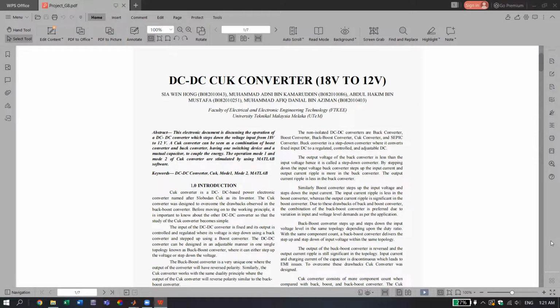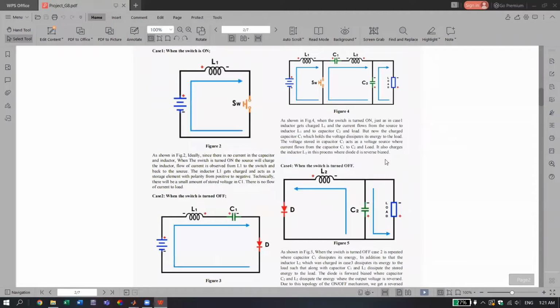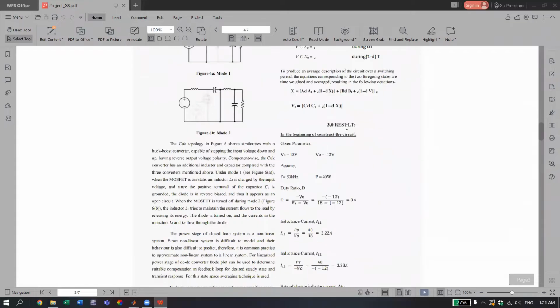Assalamualaikum. My name is Abdul Hakim bin Mustafa. For today, I want to explain the DC-DC Cuk converter for input 18 volt to output 12 volt. For my part, I will explain about the result.